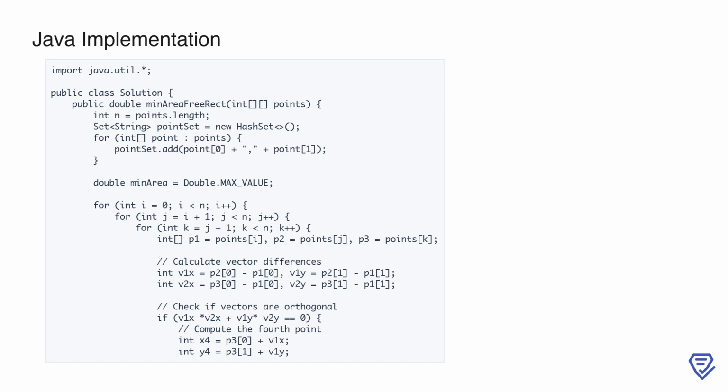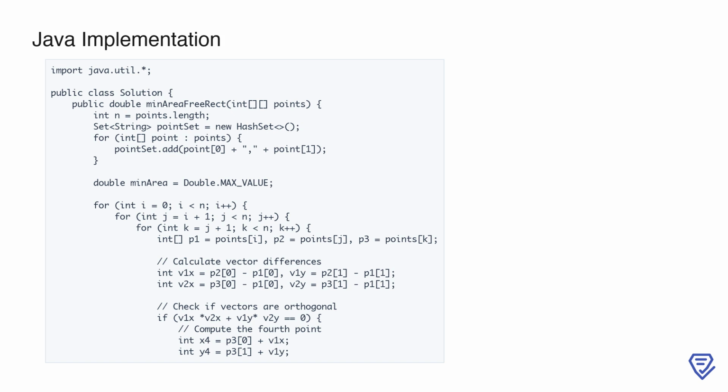The function min_area_free_rect takes a two-dimensional array of points as input. Our first step is to initialize the number of points, n, and create a hash set called pointSet to store each point as a string in the format x, y. This will help us quickly check for the existence of points later. We then declare a variable min_area and set it to Double.MAX_VALUE, which serves as our placeholder for the smallest rectangle area we find. Next, we use three nested loops to iterate over all combinations of 3 points.